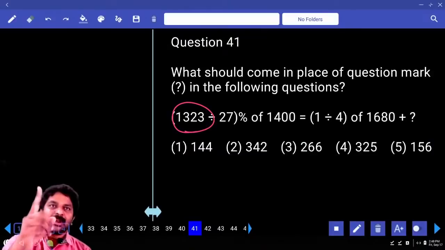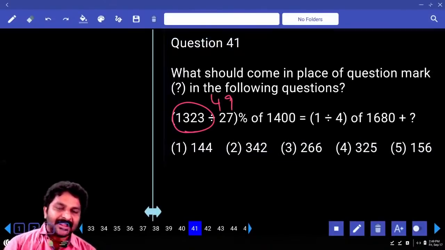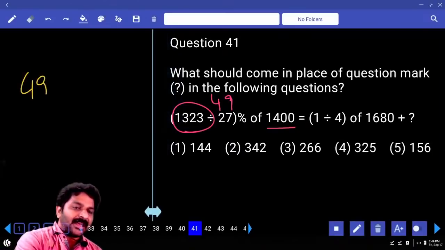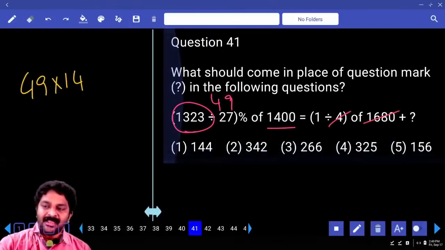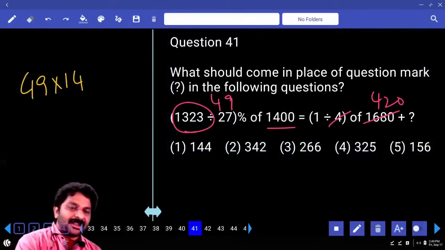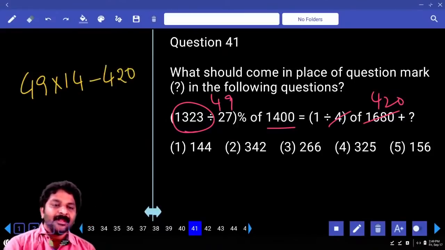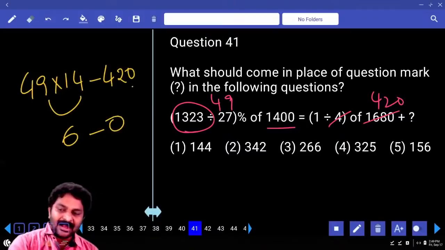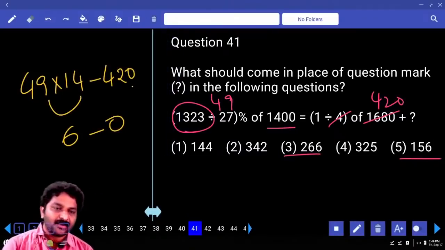27 less. That means 1 time less than 50 times, which is equal to 49 times. 49% of this number, that is 49 into 1%, 14. Right hand side already we have 420. That comes to left hand side and becomes minus 420. Is this clear? Now last digit verification. 9 into 4 ends with, and the other number ends with, answer must end with 6. 2 options are there. So we have to calculate.